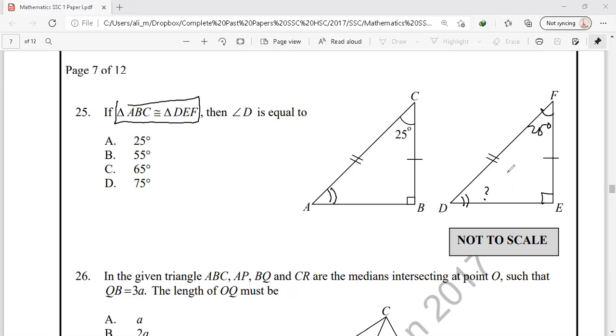So from this given diagram, as we see, this is 90 degrees, this is 25, and this is the unknown value x. So in any triangle, the sum of three angles is always equal to 180. So for the value of x, we can subtract these two angles from 180. So in question number 25, we will get the correct answer, that will be equal to 65 degrees. So option C is the correct answer for this question.